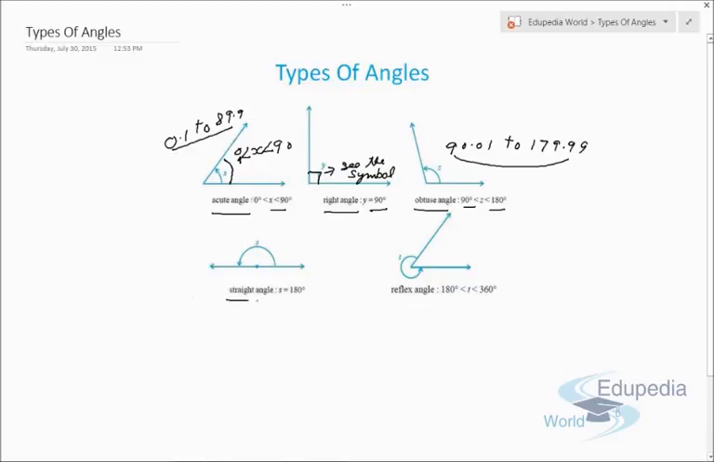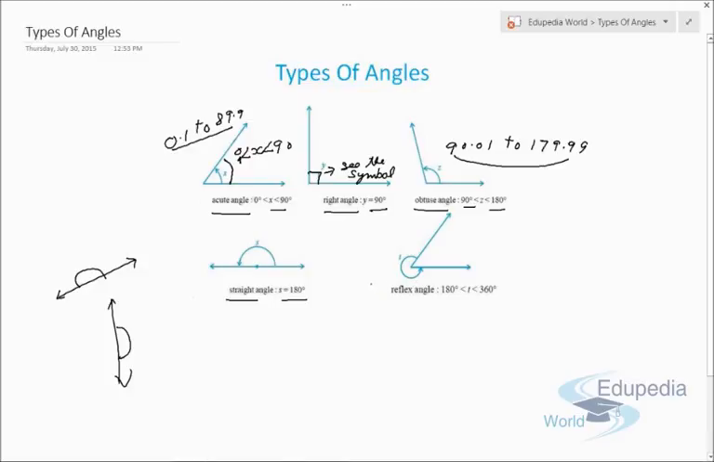Now straight angle is an angle which is 180 degrees. Actually, a straight angle is simply a straight line, because a straight line has an angle of 180 degrees. So we can say any straight line like this, its angle should be 180 degrees, or this, its angle should be 180 degrees. So that's why it's known as a straight angle.